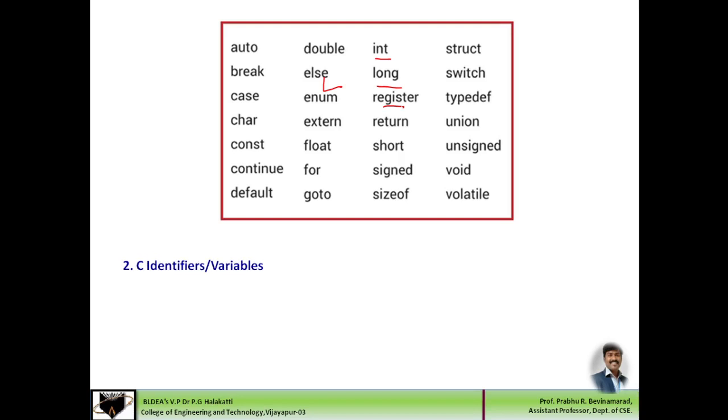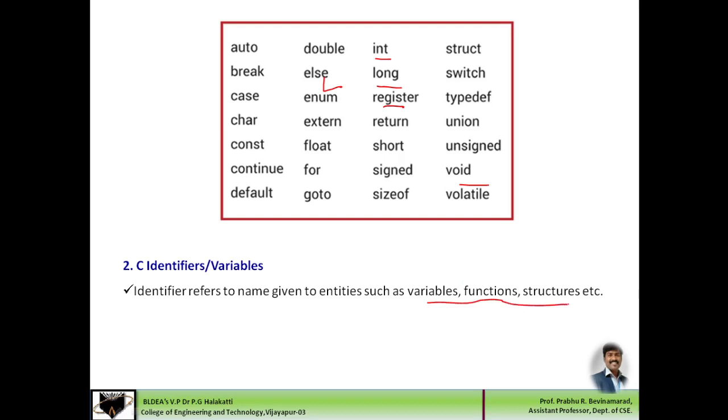The next C token is identifiers for the variables. So what are identifiers? Identifiers are names given to entities such as a variable, function or structure. We can give names to variables, function names, structures, array names, etc. Any name given to an entity is called an identifier.